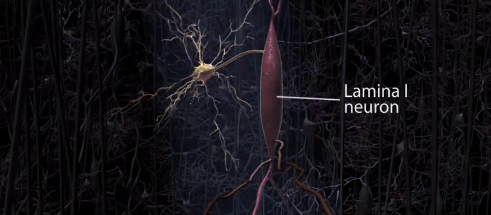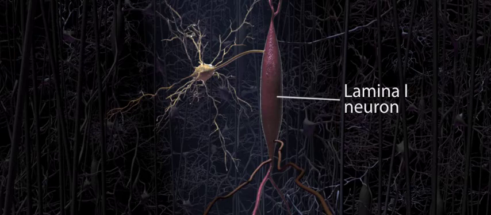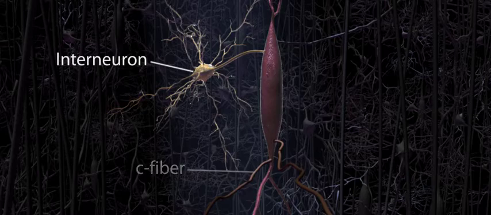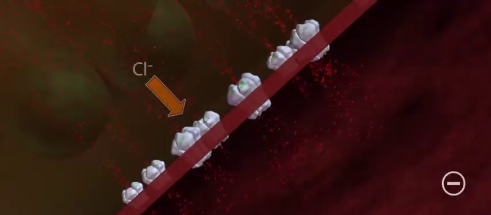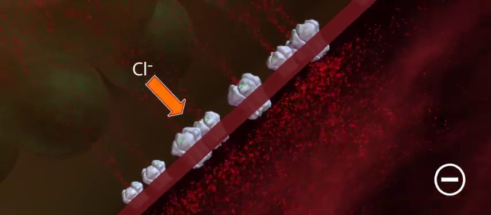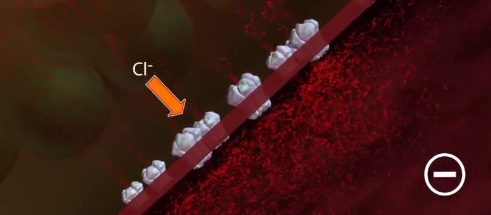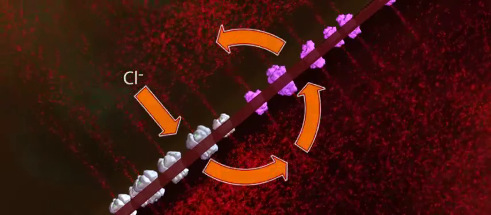Meanwhile, lamina 1 neurons of the nociceptive relay pathway continue to receive input from peripheral C sensory fibers, as well as local interneurons. GABA-releasing inhibitory interneurons reduce the excitability of lamina 1 neurons by inducing a hyperpolarizing influx of chloride. Between GABA release events, pumping activity of the chloride-potassium cotransporter, KCC2, plays a major role in re-establishing the chloride concentration gradient.